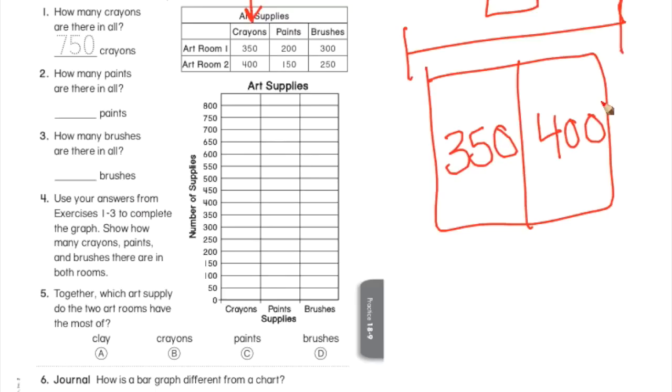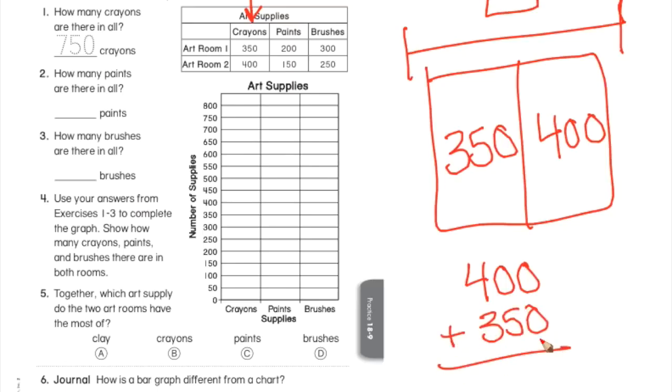So I need to add them together. I'm going to do 400 plus 350. I start with the ones, 0 and 0, 5 and 5, and 4 and 3, which is 7. So 750. I know it's 750 crayons.